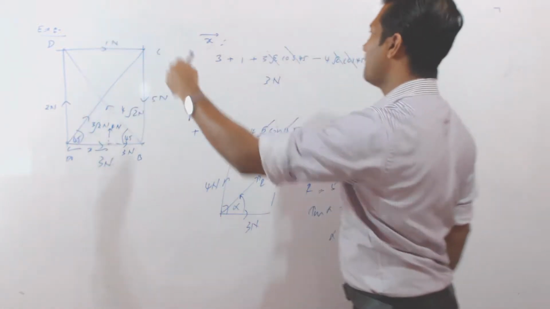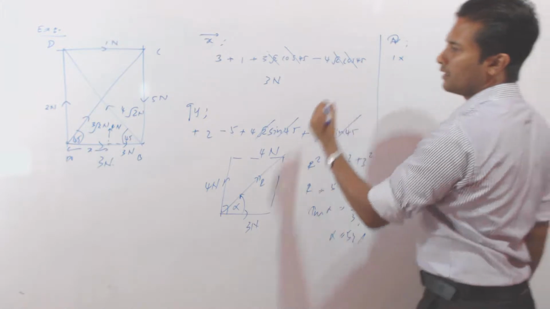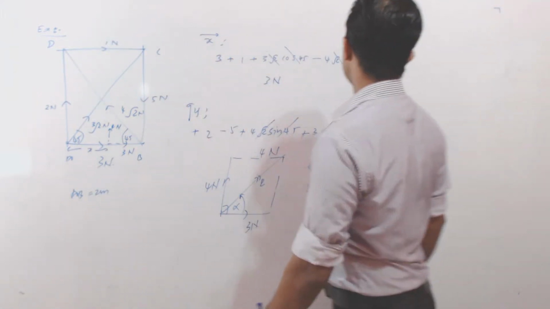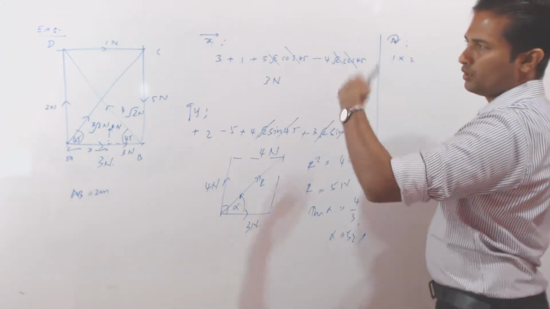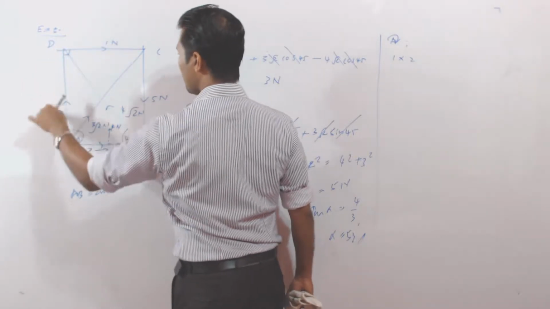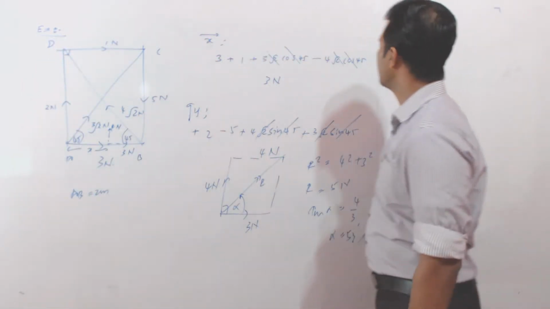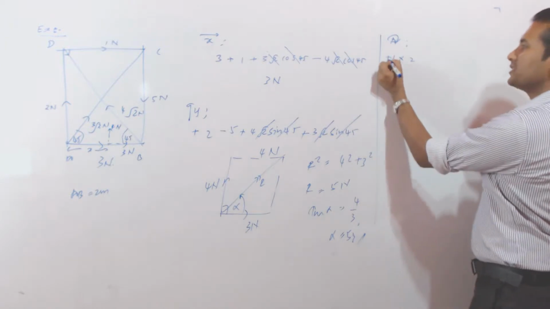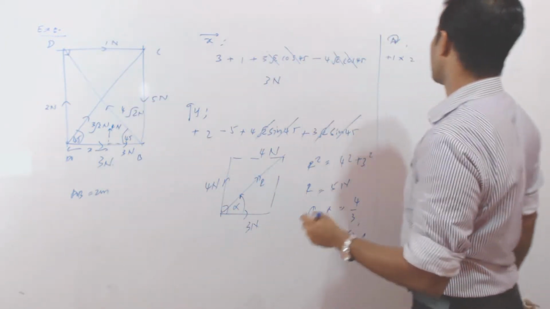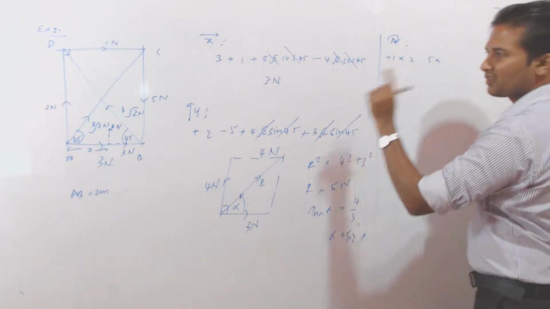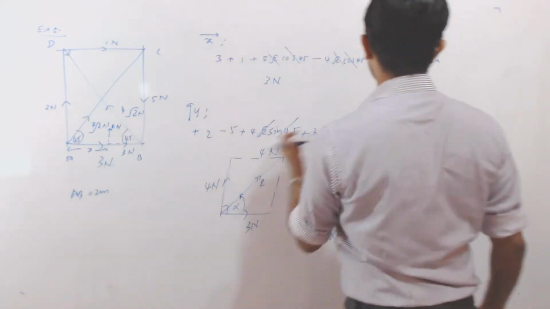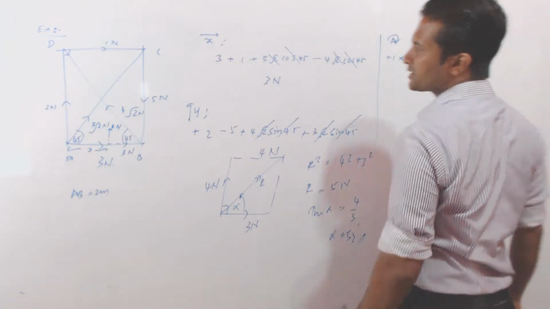So this is one, take AB as 2 meters. So 1 into 2, 2 is the perpendicular distance, unlike this 2 newtons. Then it should be clockwise, which means it is positive. Then considering 5 newtons, what happens? 5 into again 2 meters. That is again clockwise.